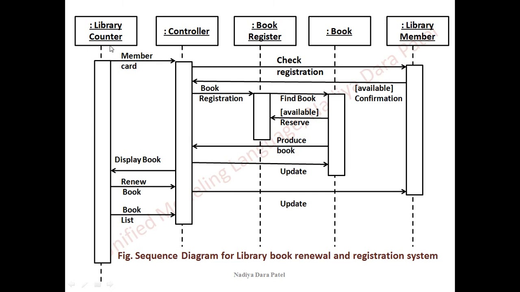Now here there is a library counter, a controller, a book register, a book and a library member. So the process starts from the member producing the card to the controller. The controller is going to check the registration of the member. Now if the member is available, we are going to give a confirmation.